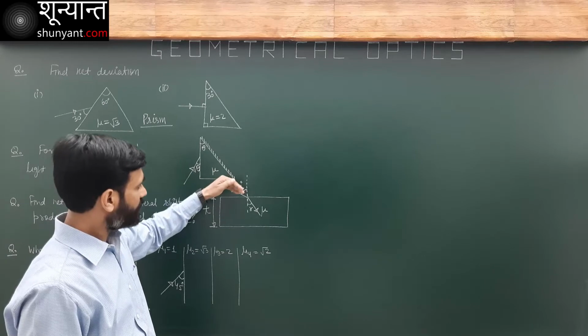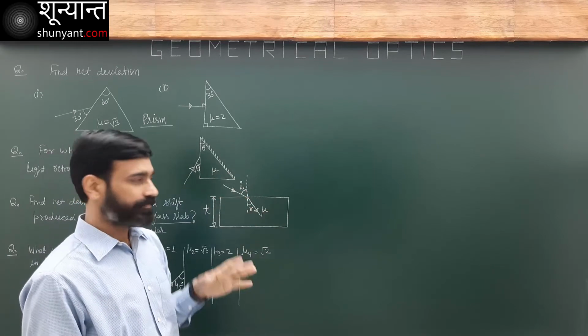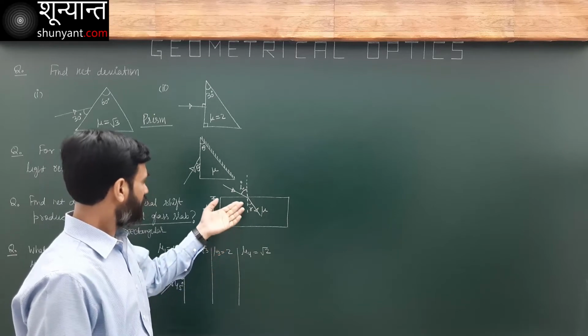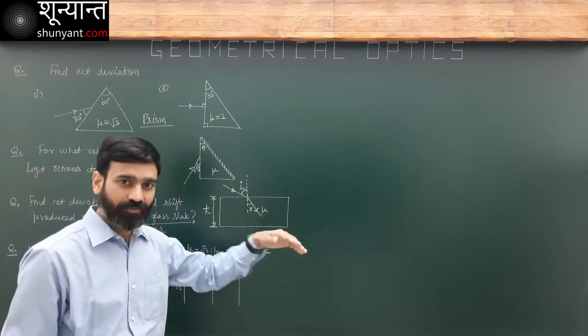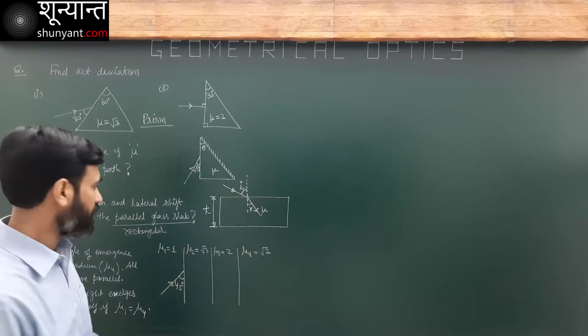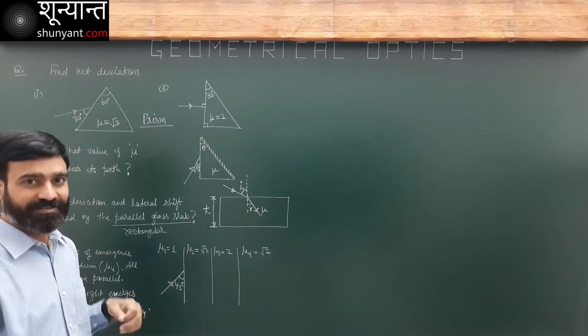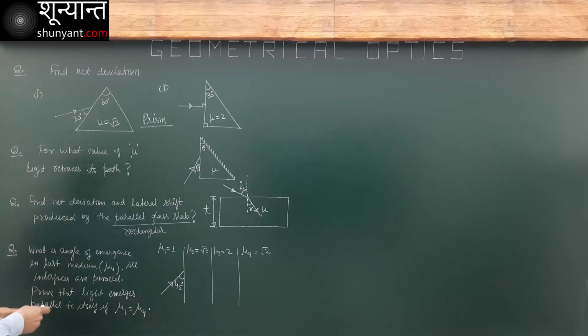Light enters here. Angle of incidence is given. Mu is given. And we have to find what is the net deviation. That means when the light finally comes out from this slab, what is going to be the deviation? And we will see some very interesting result. Very interesting.